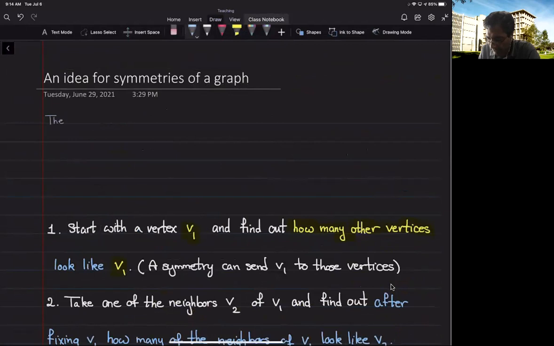The group of symmetries of the n cycle is denoted by D sub 2n, and it's called the n dihedral group.